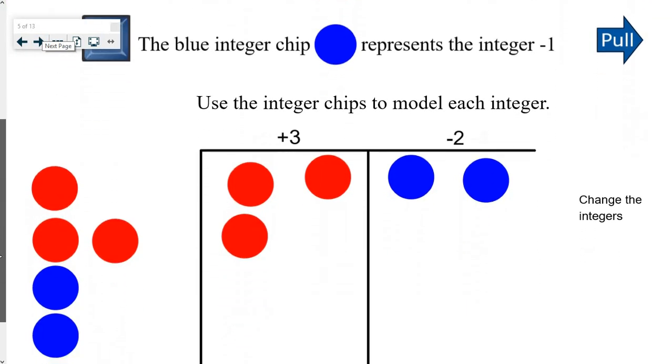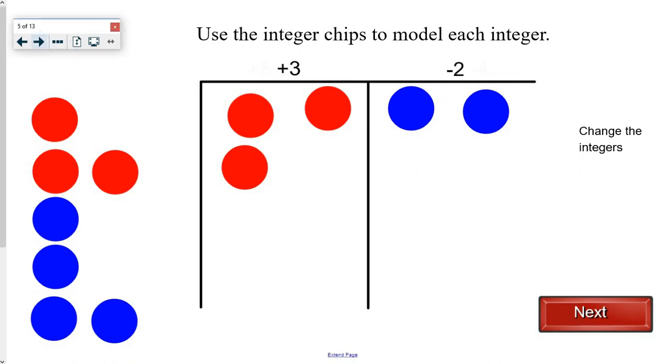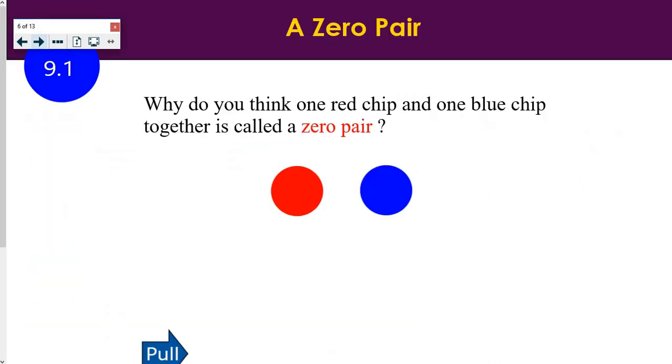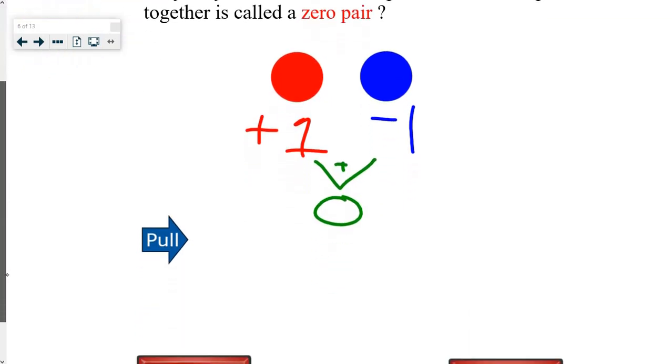So to double check, yeah, we're correct. So why do you think the one red chip and one blue chip is called a zero pair? If this equals positive 1 and this equals -1, when you add them together, it equals 0. So it's called a zero pair. They're a pair of zeros together.